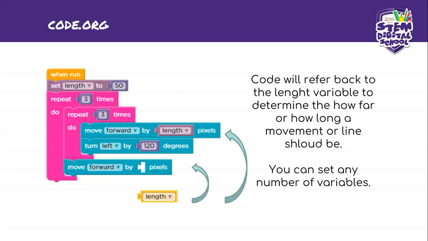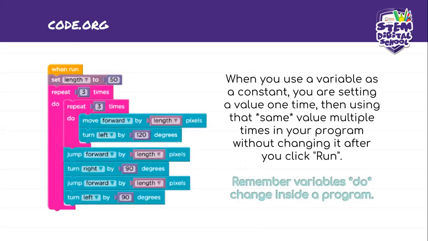Code will refer back to the length variable to determine how far or how long a movement or line should be. Just remember, even though today we are only going to focus on constants, where the value doesn't change at all, you can set any number of variables, as many as you want. When you use variables as a constant, you are setting a value one time, then using the same value multiple times in your program without changing it after you click run.